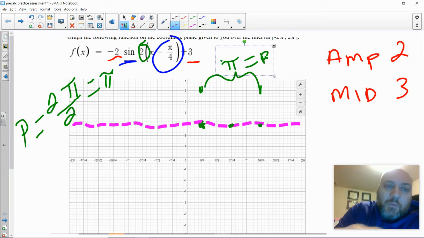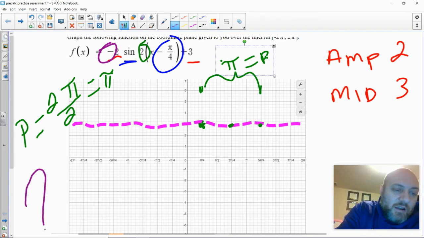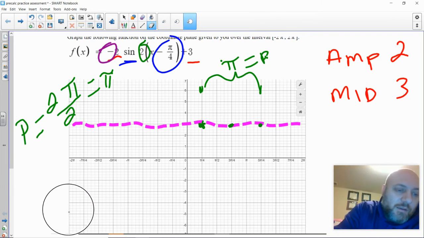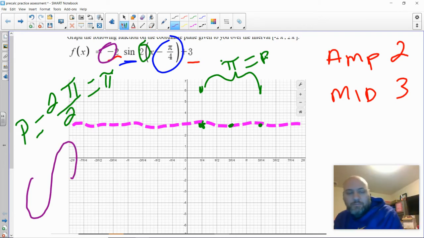The last thing I have to worry about is this negative out front. Typically, your sine curve is going to start up, come down, and end at the midline. The negative means it's been reflected. So I'm not going to start up. I'm going to start down, go up to my max and end at the midline.